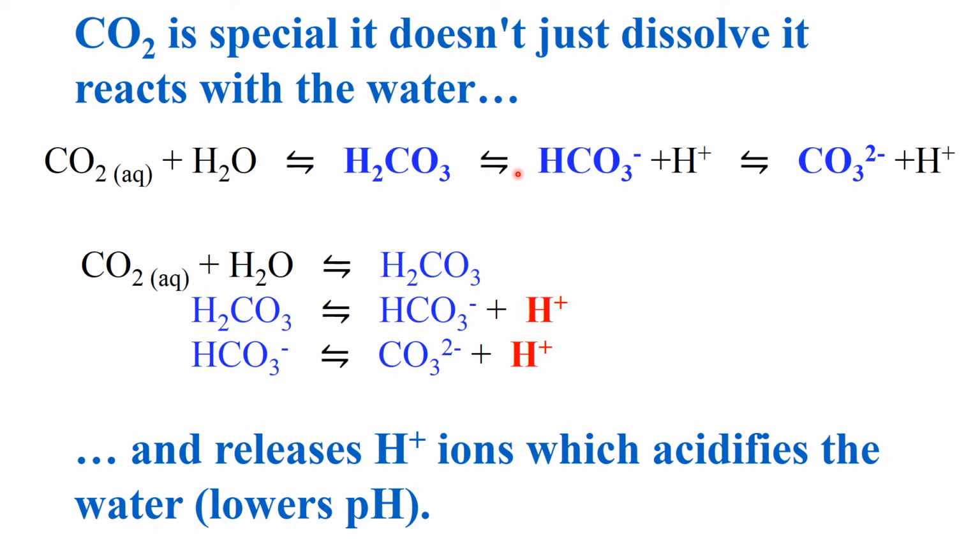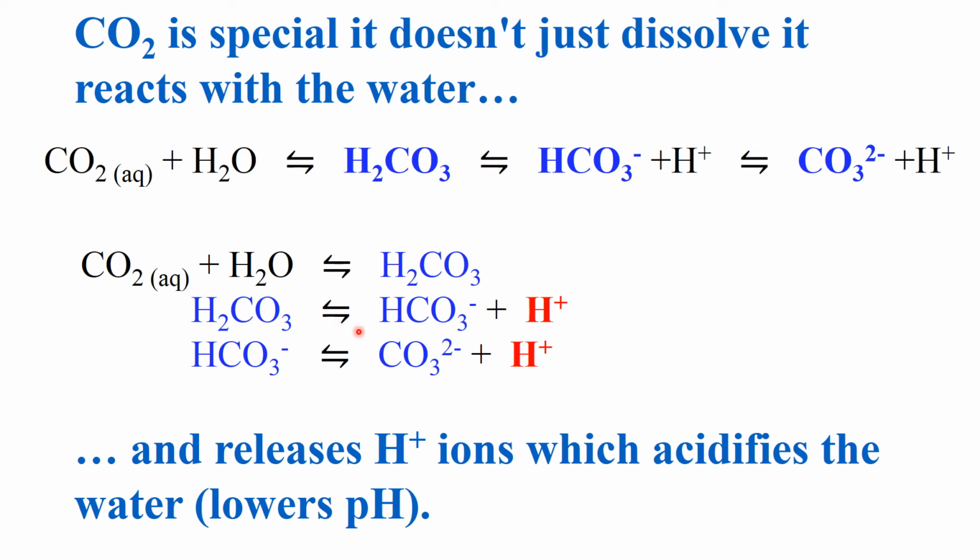So these, rather than being one long series of reactions, are actually three separate reactions. So CO2 reacts with water to form carbonic acid. Carbonic acid spontaneously breaks apart into bicarbonate ion and hydrogen ions. And then that bicarbonate spontaneously breaks apart into this carbonate ion and another hydrogen ion. Now these are backwards and forwards. These are equilibrium reactions.